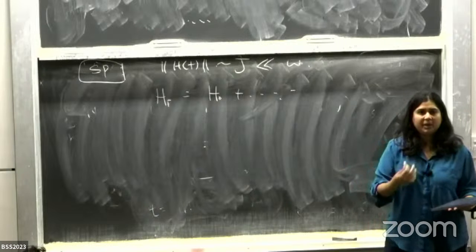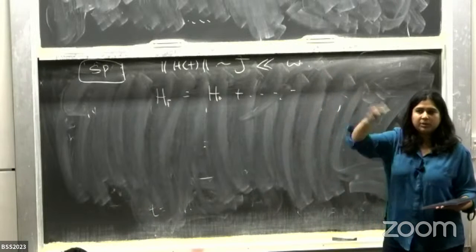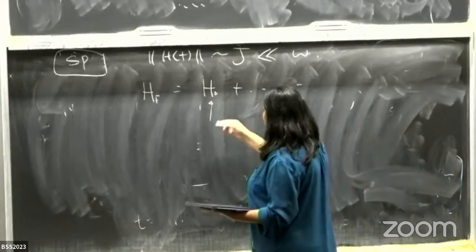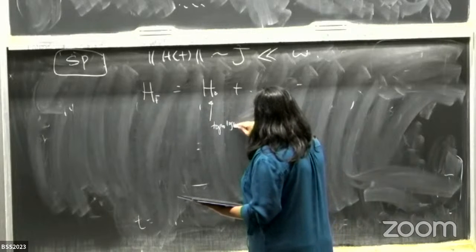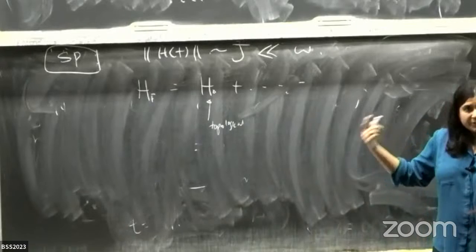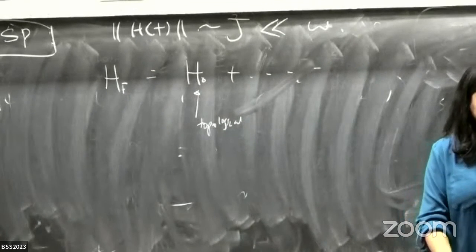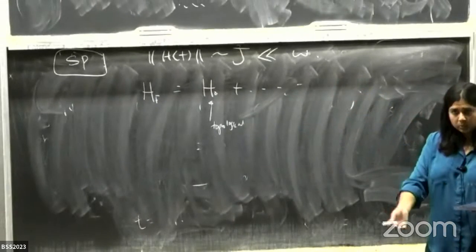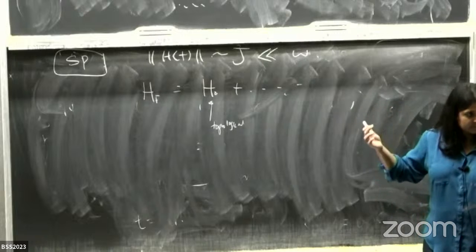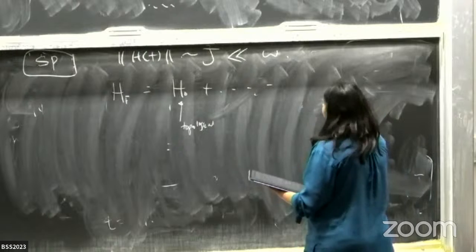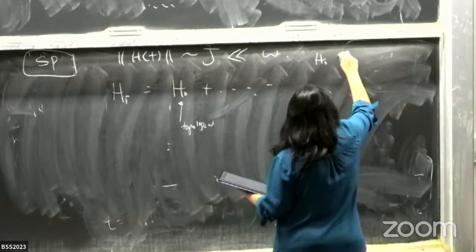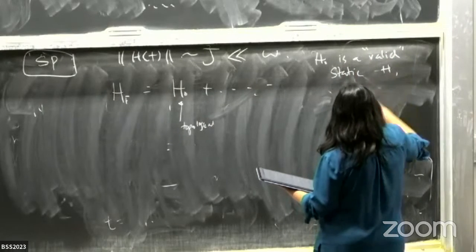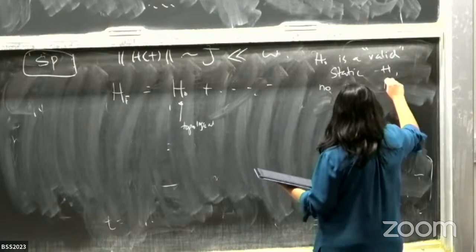Your native interactions may have some terms that you don't want. You can do some high frequency drive to average those out to get some desired Hamiltonian. And indeed, this could be an interesting Hamiltonian. It could have some topological properties and so on. But if it's a Hamiltonian that you could get in a static system without any driving, then the Floquet engineering is only useful as a tool but it's not giving you any new and interesting physics. So if H naught is a valid static Hamiltonian, then no new Floquet physics.